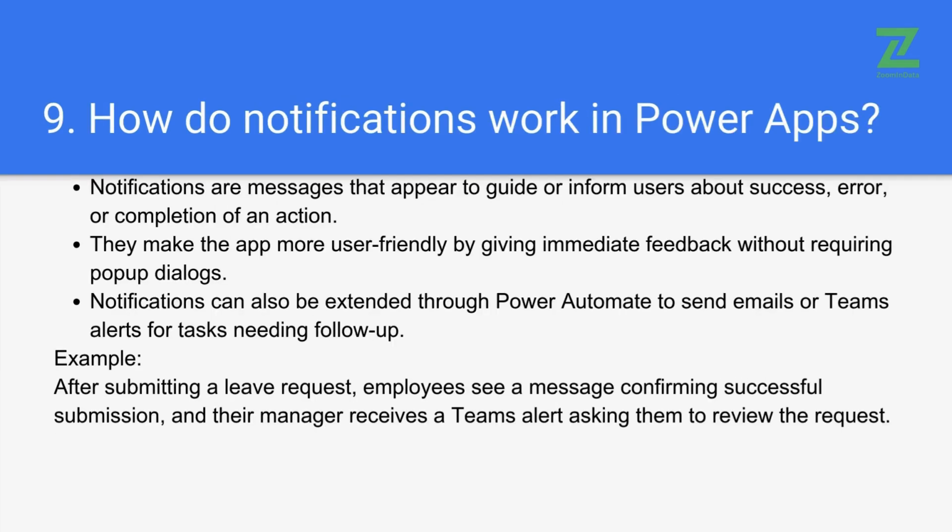How do notifications work in Power Apps? Notifications are messages that appear to guide or inform users about success, error, or completion of an action. They make the app more user-friendly by giving immediate feedback without requiring pop-up dialogues. Notifications can also be extended through Power Automate to send emails or Teams alerts for tasks needing follow-up.